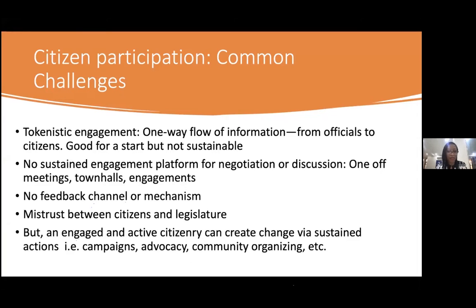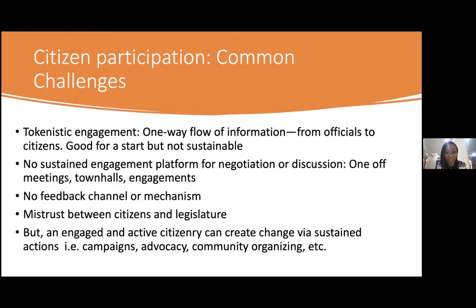So a lot of times there is this engagement: I attended a town hall, I attended a public hearing, I attended a meeting, and then it stops there. So that's not active participation really. It's tokenistic really, because it's almost like, oh, I went to a public hearing and then you check the box. Then of course there's the issue of no feedback channel mechanism.